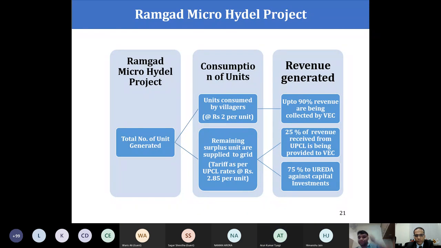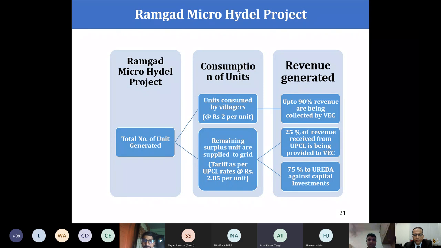This project is run by the village energy committee, and the tariff, the generated income, is being shared between off-grid and on-grid mode. For units consumed by the villagers themselves, they pay rupees 2 per unit, and 100% of that revenue is taken by the village energy committee.